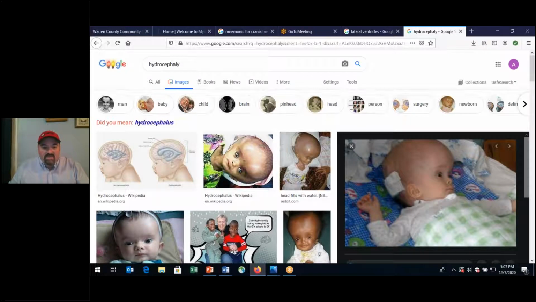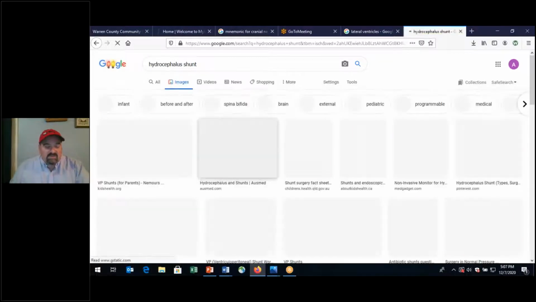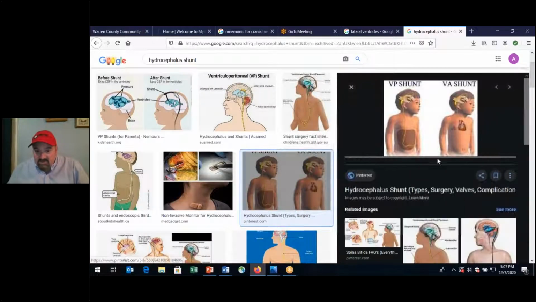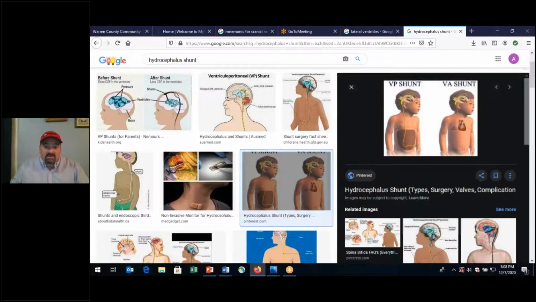And so what they can do is, let's see, I want to show you shunting. Yeah, here we go. They can shunt the excess cerebrospinal fluid to the right side of the heart. Okay, here we go. There you go. Perfect. You'll see here that we can shunt to the right atrium, or we can shunt to the peritoneum, so that the fluid doesn't build up.